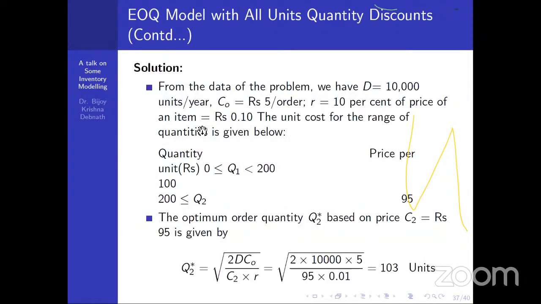I will show you this example. So here the annual demand is 10,000 units, ordering cost is rupees 5, and holding cost is 10% of the price of the item. Okay, 10% of the purchasing cost. So if you buy up to 200 units, you have to pay 100 rupees per unit. If you buy more than 200 units, you have to pay 95 rupees. So how do we calculate the optimal order quantity Q star? Obviously root under twice C naught D by C2 r, that is 103 units.